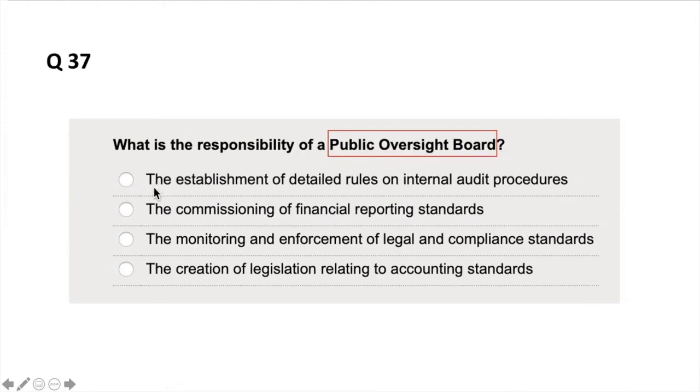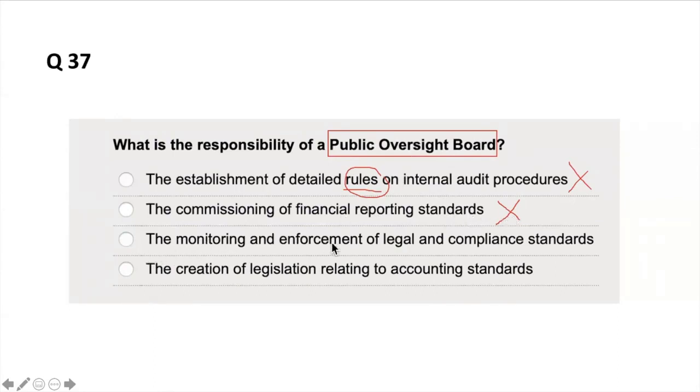Let's see. First of all, the reestablishment of detailed rules on internal audit procedures. No, that is not the reason we have the Public Oversight Board. They don't make any rules. They check if you follow the rules, which are not made by POB. So that's not the answer. The commissioning of financial reporting standards, no, that is not something they do. That is a job of the International Accounting Standards Board or someone else, but it's not the Public Oversight Board. The Public Oversight Board checks if the audit firms or those people who are involved in auditing have done a good job and they have done it in the best manner.